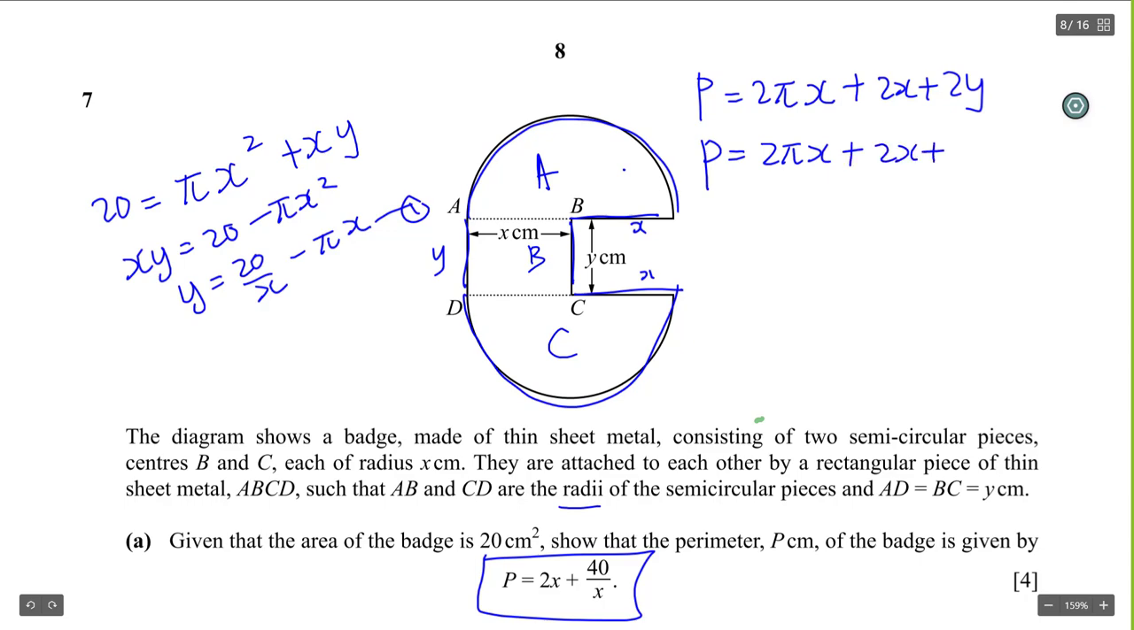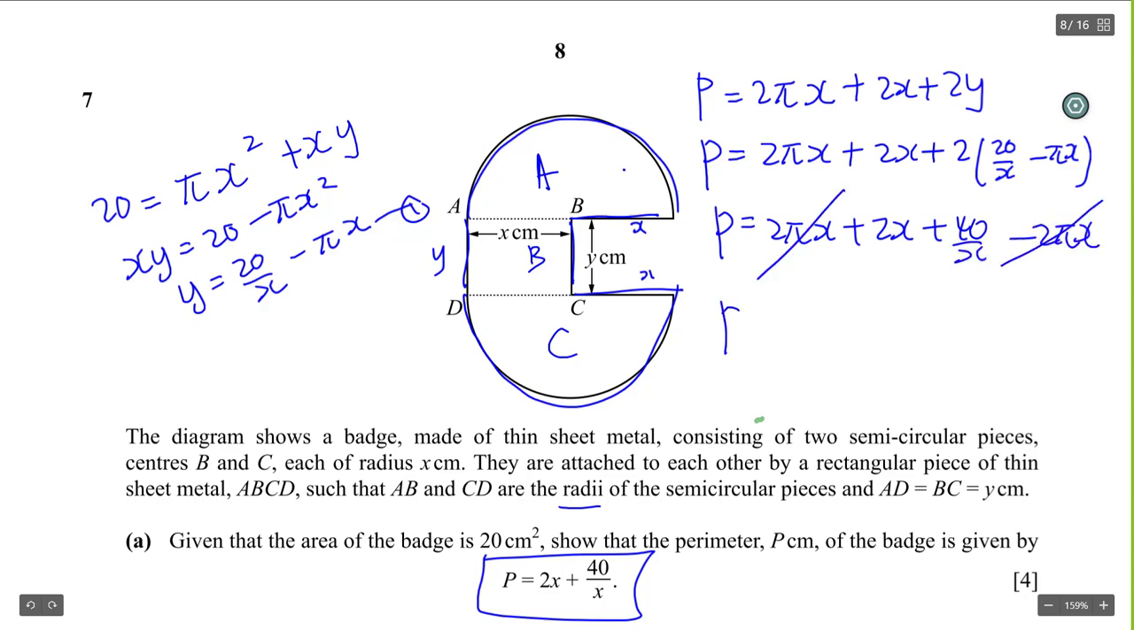My y will be 2 multiply 20 over x minus pi x. So 2 pi x plus 2x plus 40 over x minus 2 pi x. 2 pi x and 2 pi x cancel. I get 2x plus 40 over x. They asked us to show this one, right? Yeah, sure.